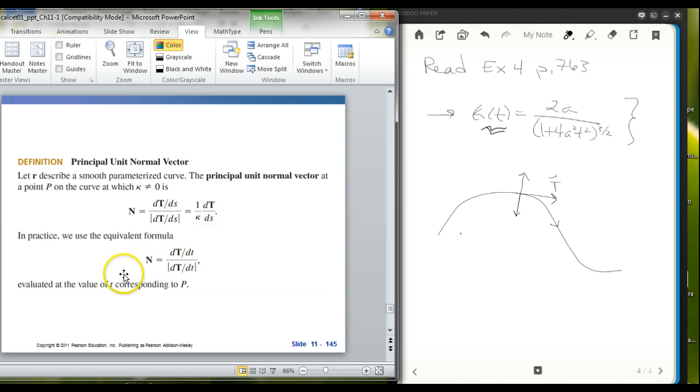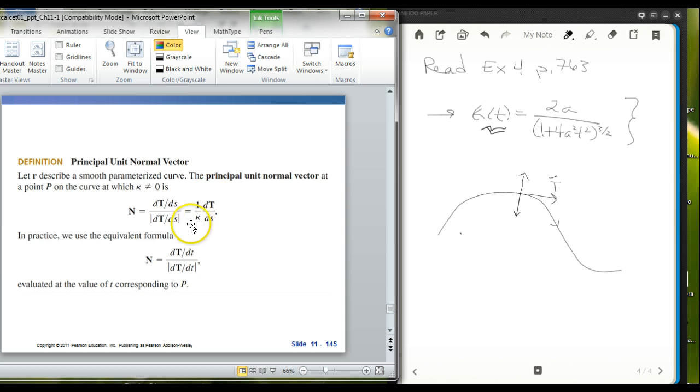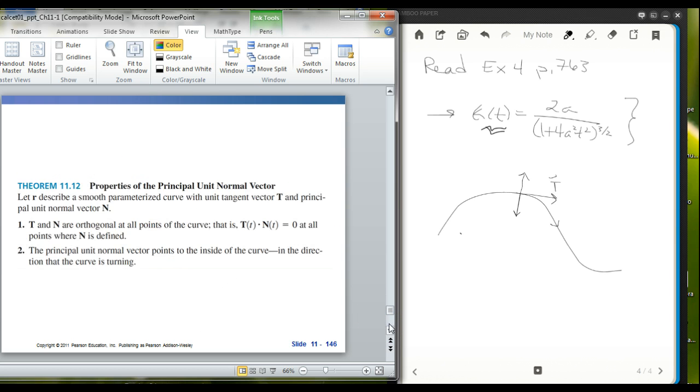An equivalent formula using chain rule definitions is this one down here, which again does not require parameterization by arc length, but just parameterization according to some variable t, like we usually start with. And so here's the actual calculation definition for the principal unit normal vector. We take dT/dt, divide by the magnitude of dT/dt. Of course, that's going to give us a unit vector, and it's the instantaneous rate of change of the unit tangent vector. And then you can evaluate that at any point along the curve, any value of t.